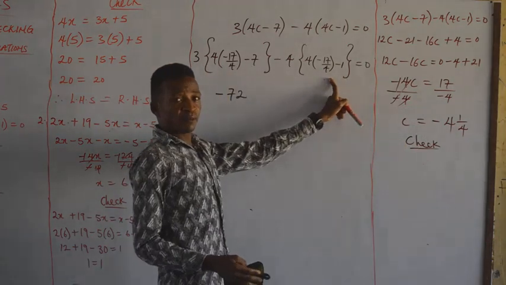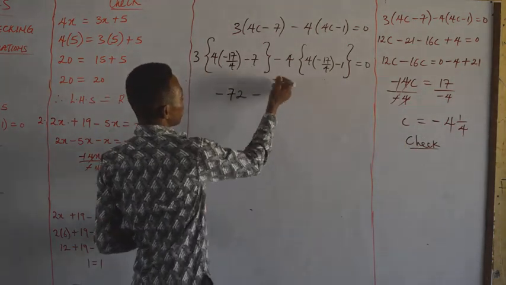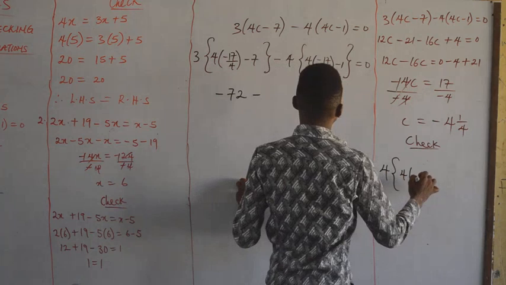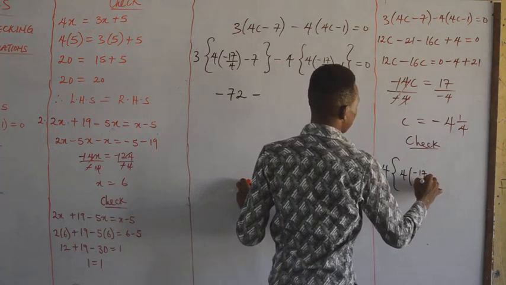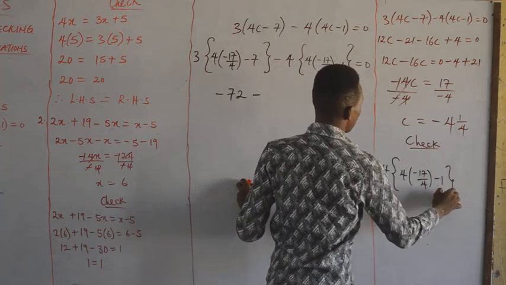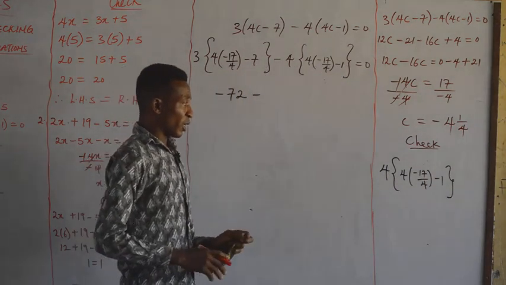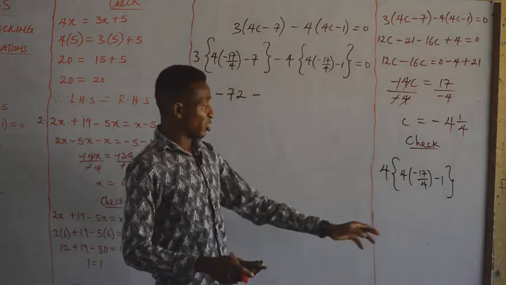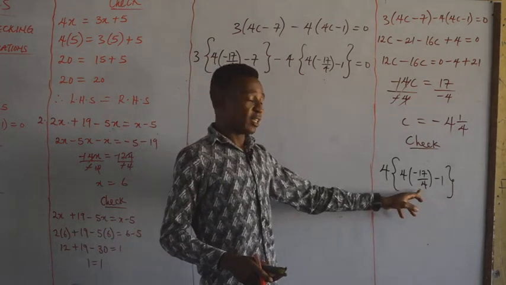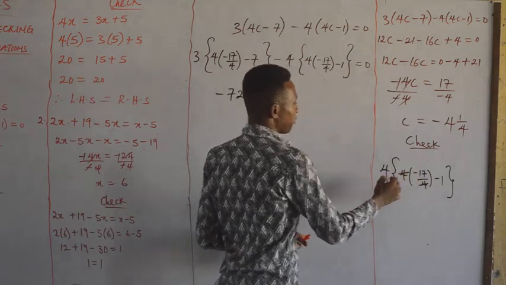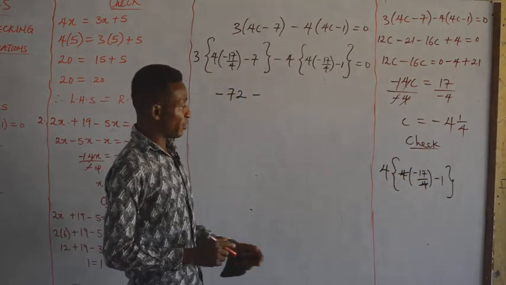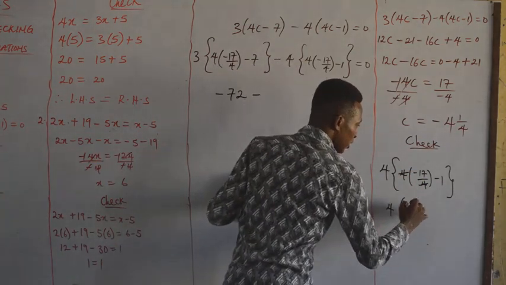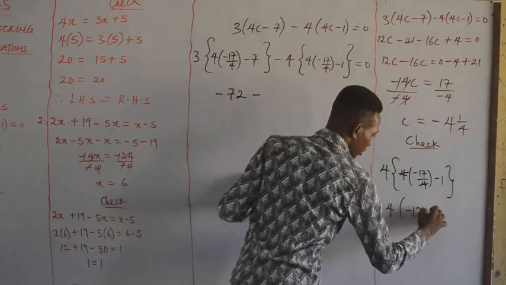Then we take the second one here. Now for the second one, don't forget you have minus, so leave the minus there. So we have 4, then the bigger bracket, we have 4 into bracket minus 17 all over 4. Close this, minus 1, close the bigger bracket. Now in this case here now, I may not really waste my time too much. I can just cancel out what I'm having here. 4 cancelling 4, I'm left with only 17 here. So we have 4 into bracket 17 minus 1.